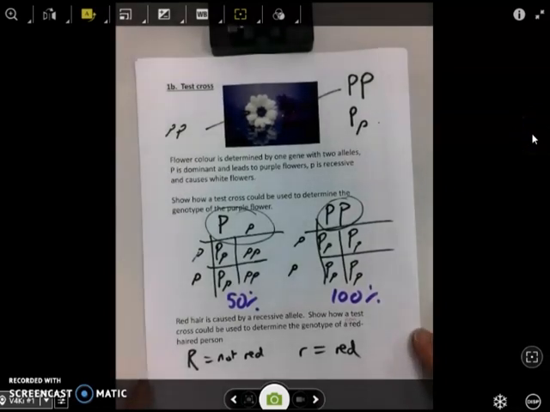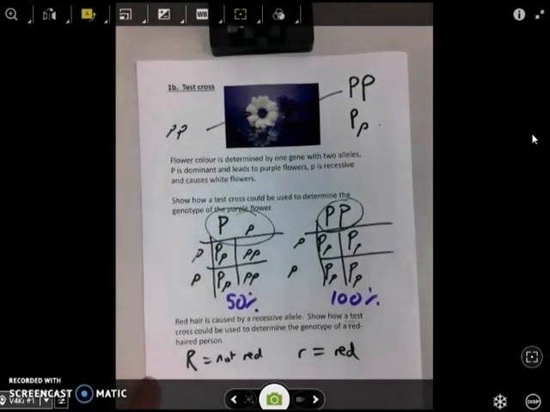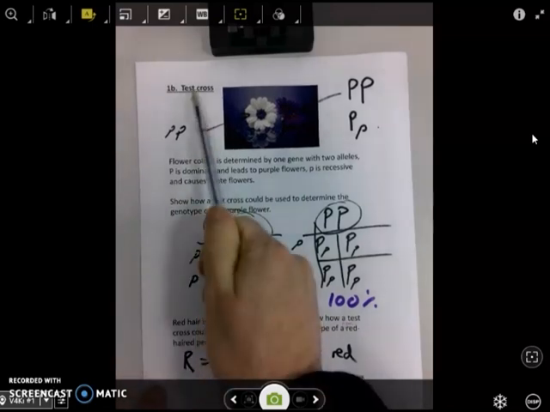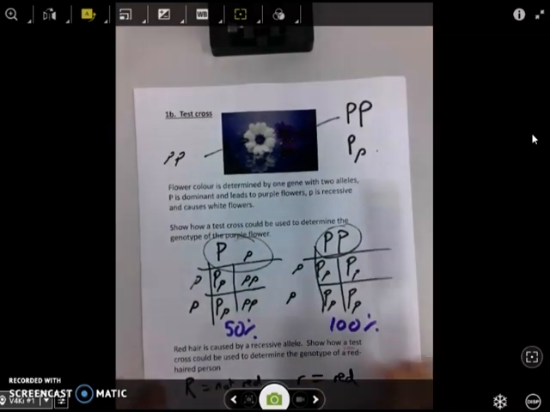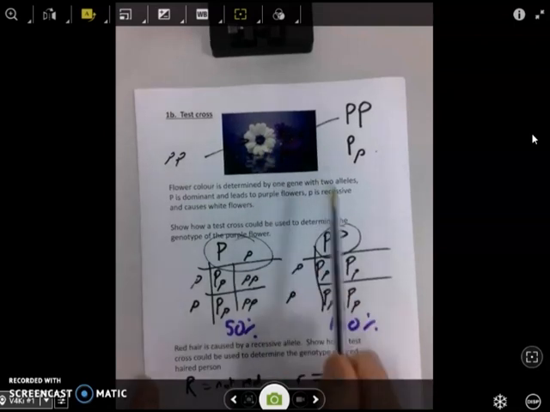Okay, the next thing I want to talk about is something similar to a monohybrid cross. It's called a test cross. It's basically using this technique to solve a problem. So let me give you a hypothetical example. You've got two flowers here. They're from the same species.